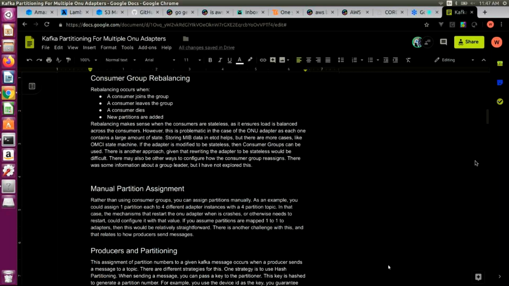I mean, the consumer groups, assuming you can modify a consumer group to not rebalance, then it would just automate that part of the process. So that could be viable.